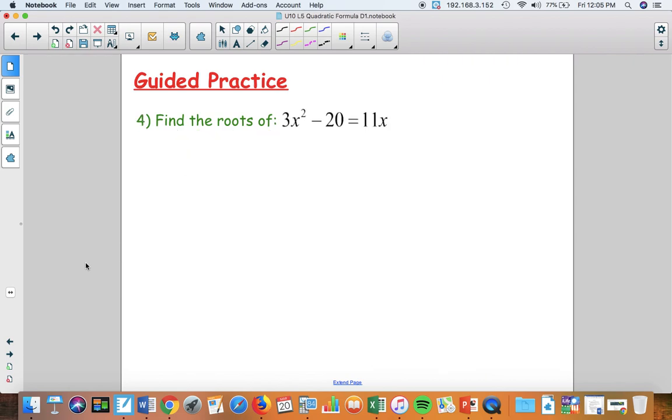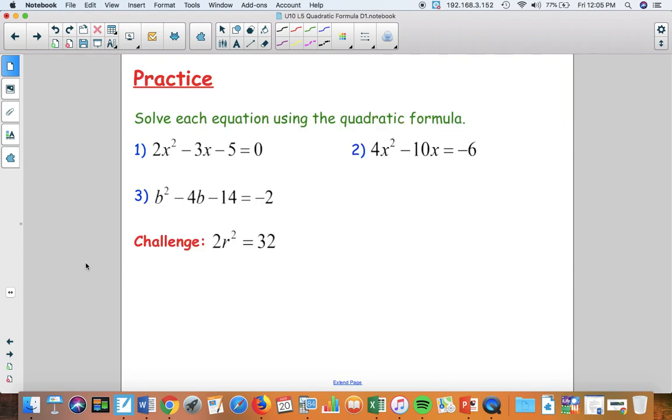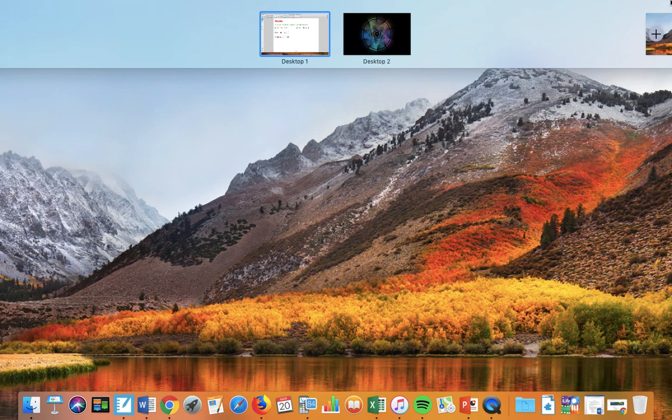Okay, so what you are going to be asked to do to get credit for this class is complete the practice page. Complete it on a separate piece of paper, and then you are going to have to upload a picture of your work and your solutions to Google Classroom.